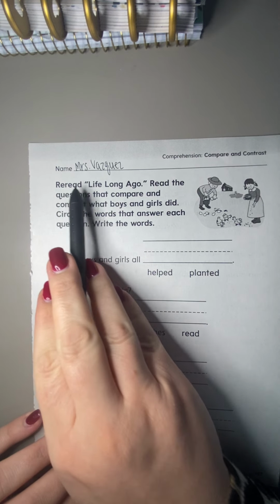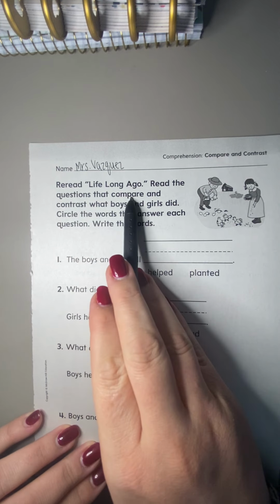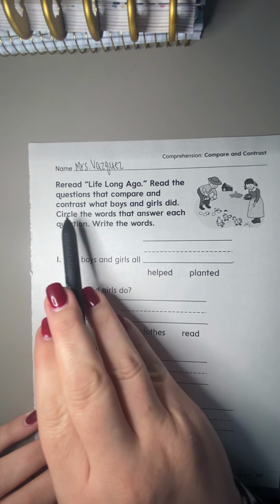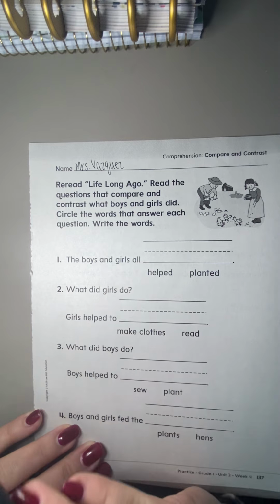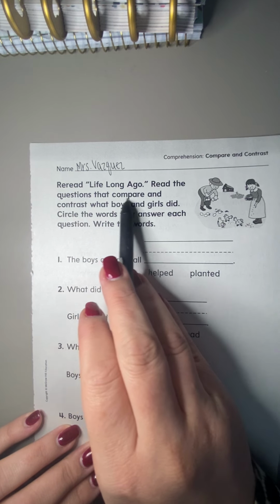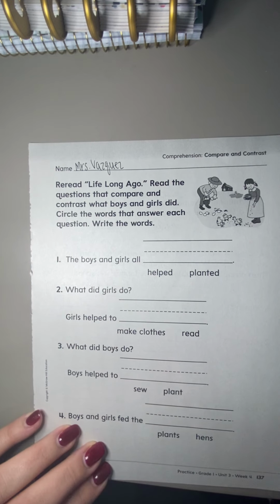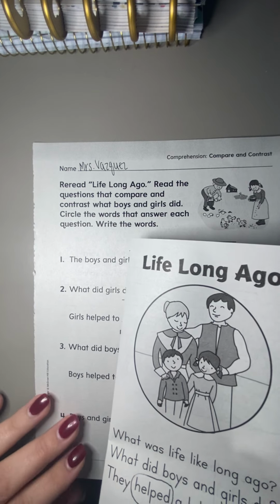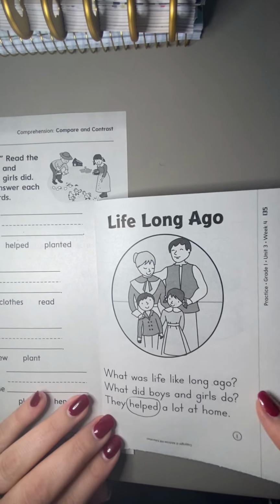It says, reread Life Long Ago. Read the questions that compare and contrast what boys and girls did. Circle the words that answer each question and then write the words. So remember, compare and contrast means what they did the same and what they did different, okay? So I'm going to get out my story and read my story again.